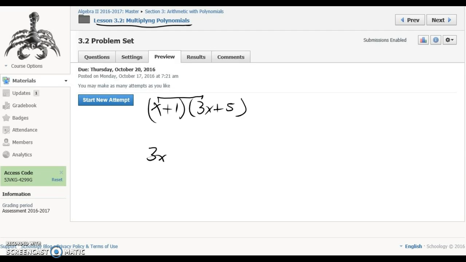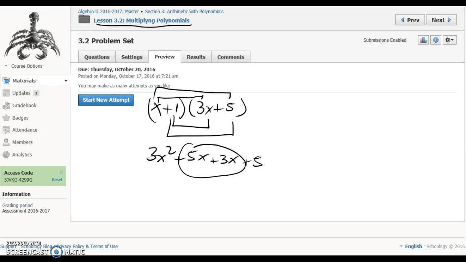So that's 3x squared, easy enough. That is going to be 5x. This is going to be 3x, and the last one's going to be 5. And then, of course, you combine like terms. However, we're going to do it using the box method, and the reason for that is because of some things we'll do afterwards, like in lesson 3.3 and beyond.